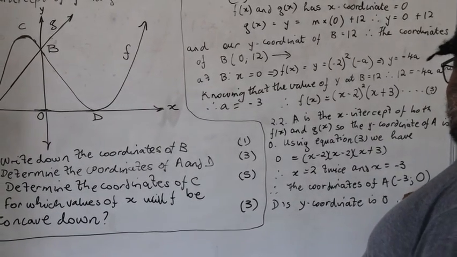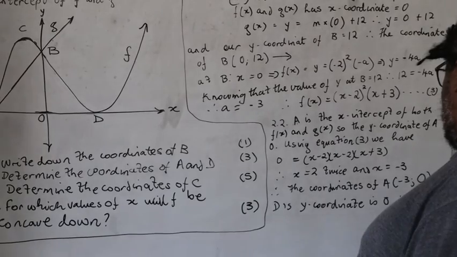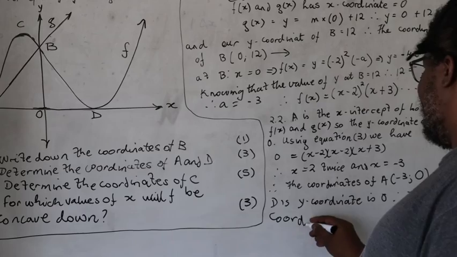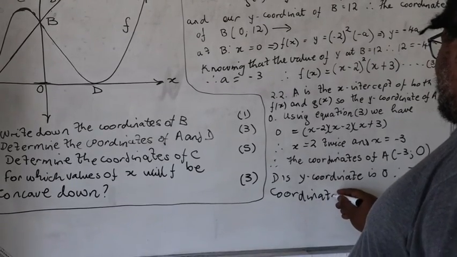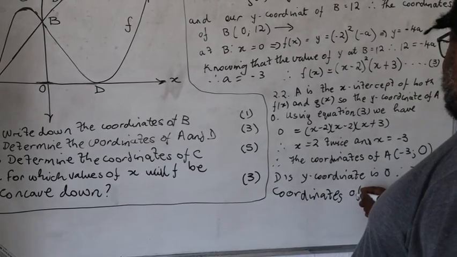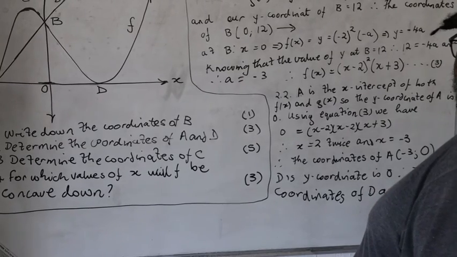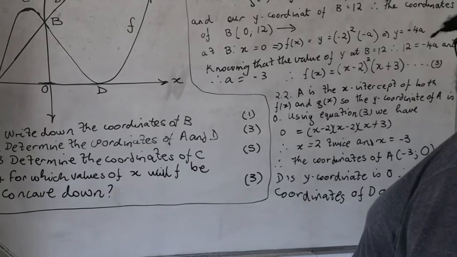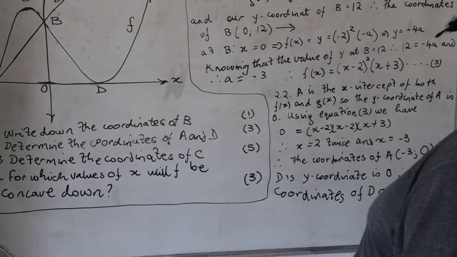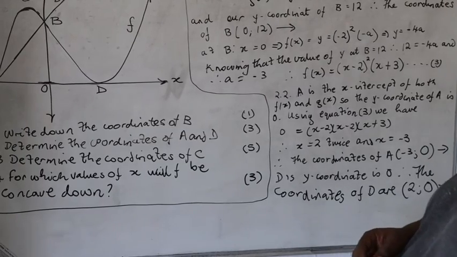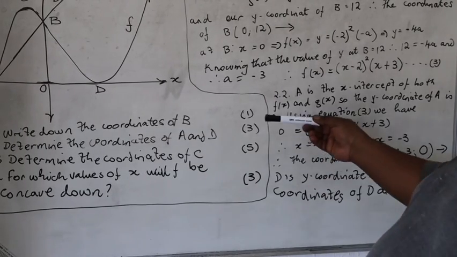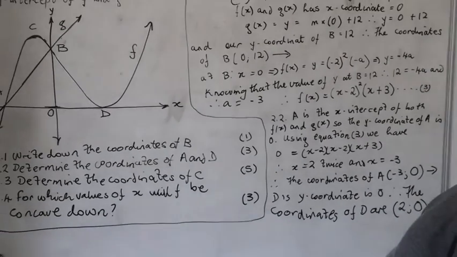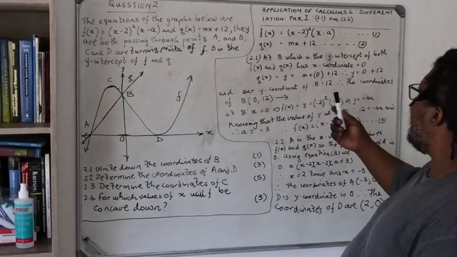So therefore the coordinates of D are 2 and 0. And we have got both solutions for 2.1 and 2.2, and this forms part of the first part of our video presentation.